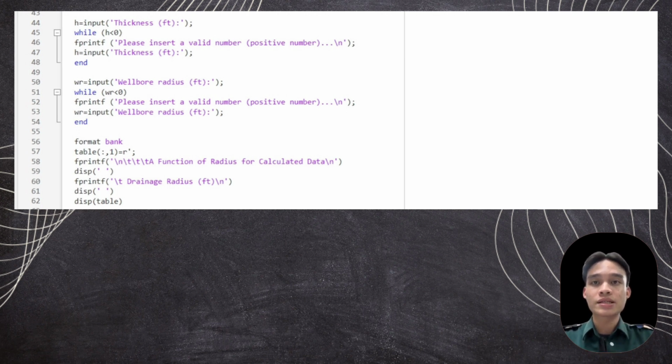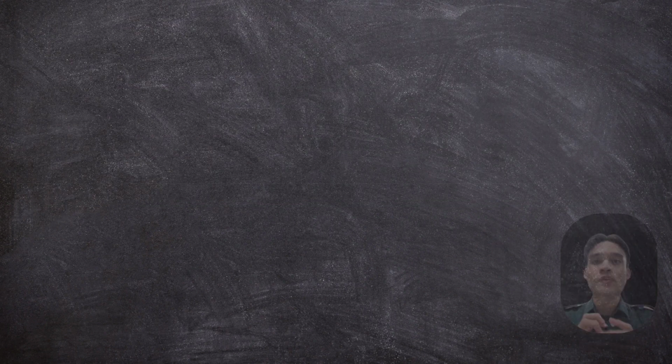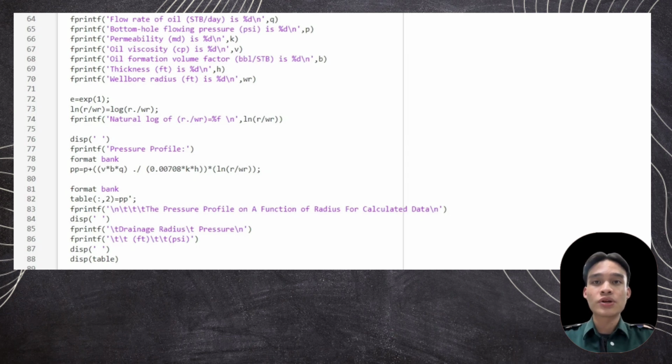At line 56, we are using the format bank to display the table of calculated data and to display the drainage radius table. The fprintf and string commands in lines 64 to 70 have their own code or symbol, such as Q, P, K, V, B, H, and also WR. The display command is used to display the elements of variables, displaying the name of the variable and the text.